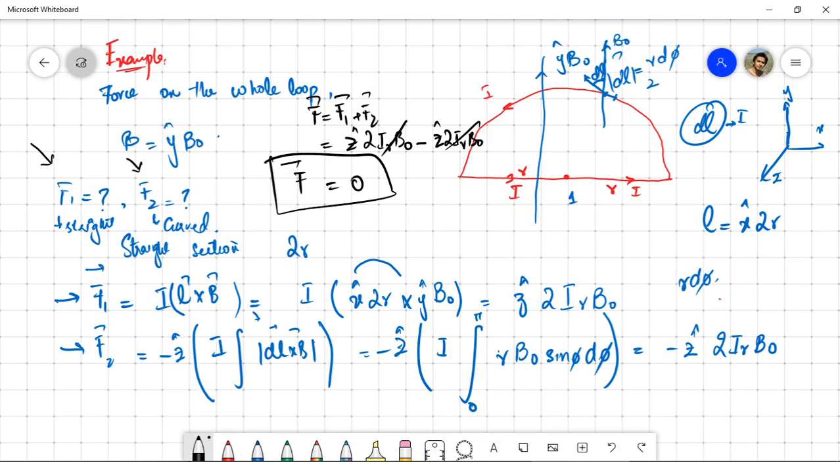What we did here was that we practically saw how the value of F_m for a closed loop comes out to be 0. The main concept behind that is that the integral of dl for any closed path has to be 0. Okay.